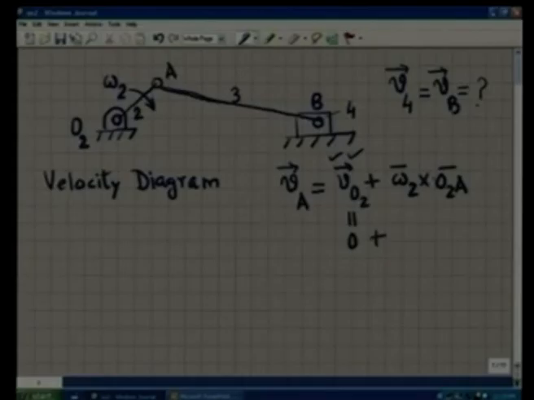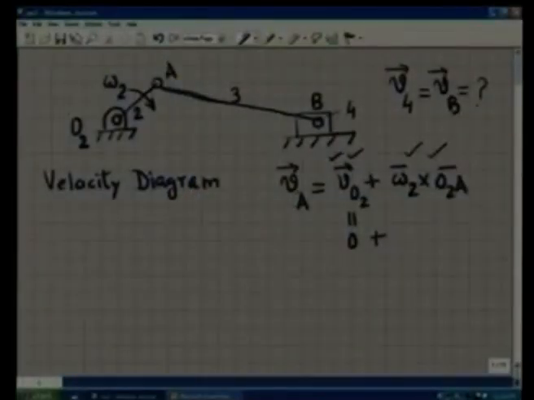Now here the input velocity omega 2 is specified, the vector O2A is completely known, so one can easily calculate this vector omega 2 cross O2A. So here also both the magnitude and the direction are known. I put a tick to indicate that it is known, and if it is unknown, then I will put a cross. For example, we do not know anything about the velocity of the point A, so neither the magnitude nor the direction is known. But from this vector equation, as we see, there are only 2 unknowns indicated by these 2 crosses, so I can use this equation to solve for both these unknowns.